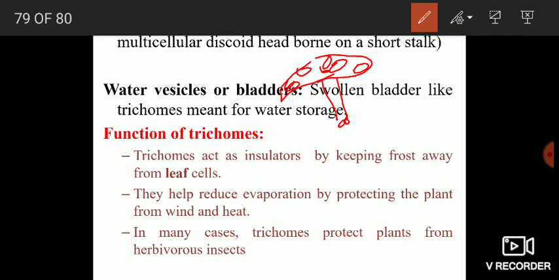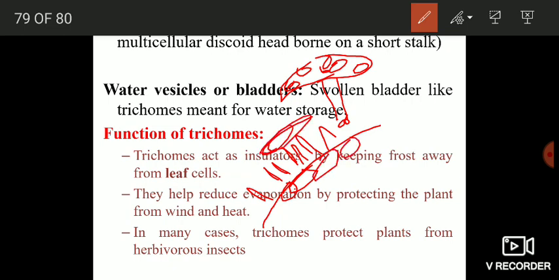Now the function of trichomes. What is the main function of trichomes? Trichomes act as insulators by keeping frost away from leaf cells. Here, say this is the leaf and it possesses trichomes. These trichomes protect the inner cells from frost by keeping frost away from the leaf.